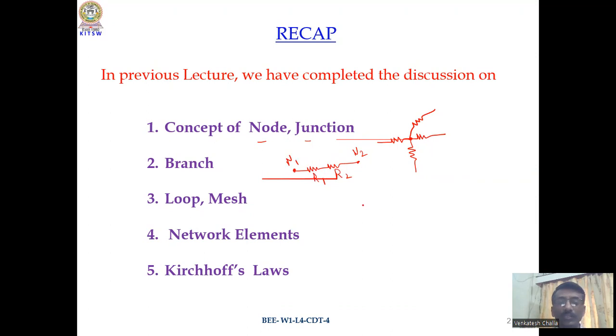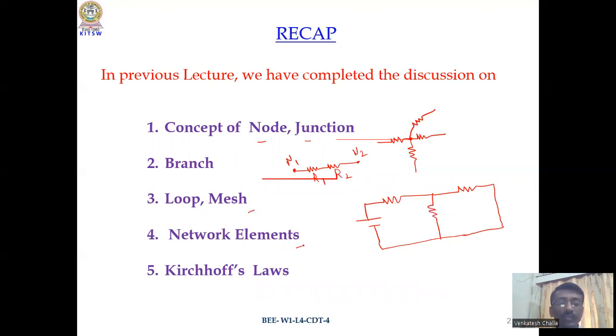Then loop and mesh. If, for example, we have an electrical circuit like this, a loop or mesh is a closed path. So mesh is a closed path within which you cannot find another closed path. For example, this battery, this resistor, and this resistor form one closed path, and within it there is no other one. Therefore, this forms a mesh. Similarly, this is one mesh. But this can be called a loop, because in a loop there can be one or more meshes.